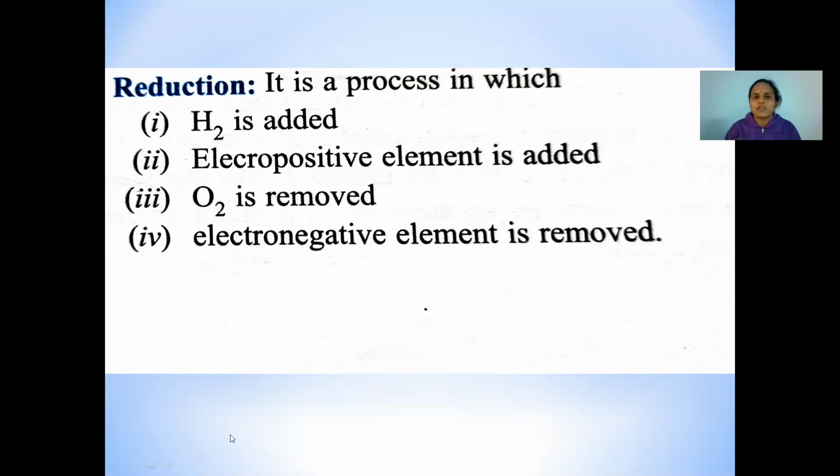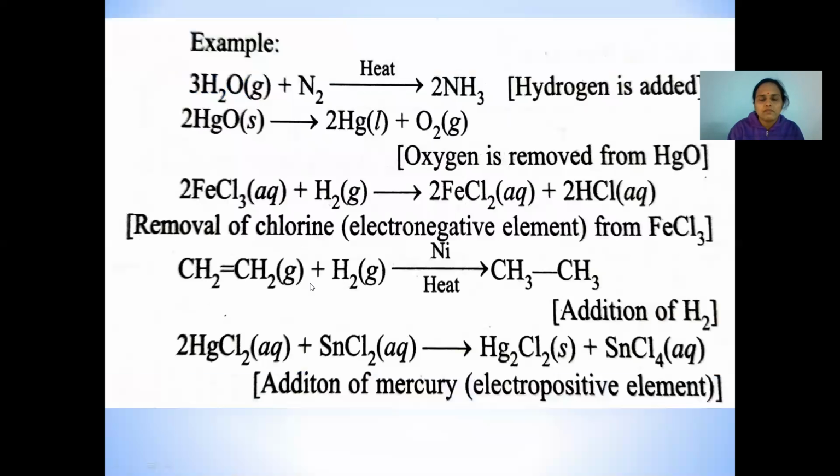Reduction is a process in which hydrogen is added, an electropositive element is added, oxygen is removed, or an electronegative element is removed. So addition of hydrogen, addition of an electropositive element, removal of oxygen or removal of an electronegative element comes under the reduction process. Let's look at the examples here.